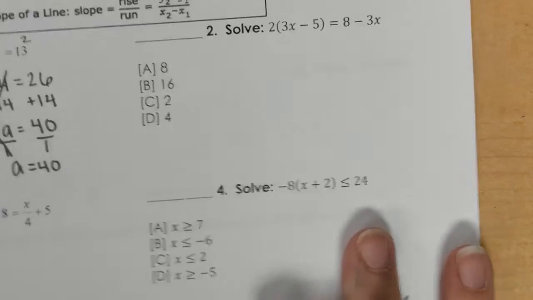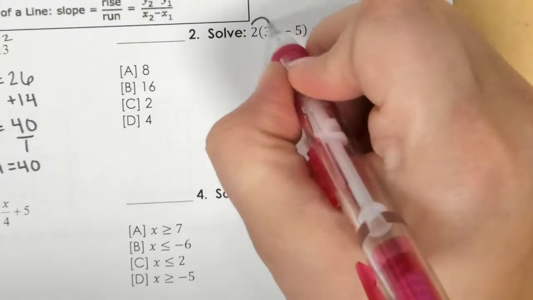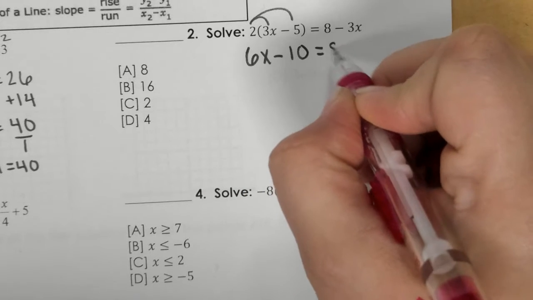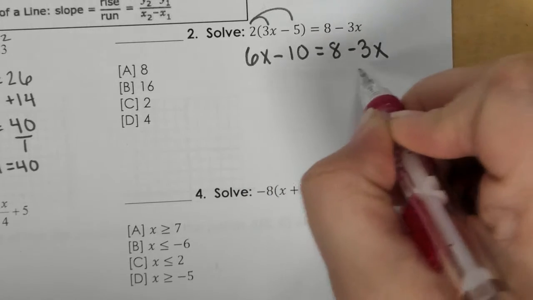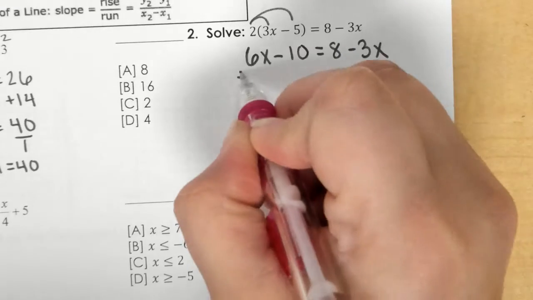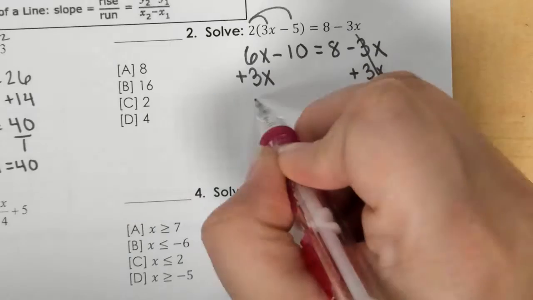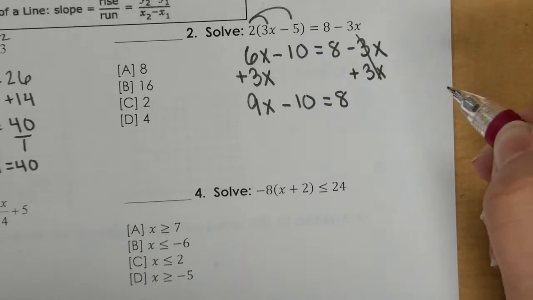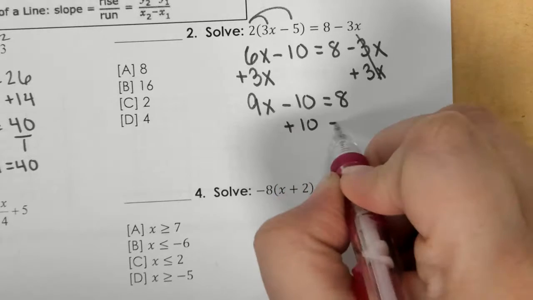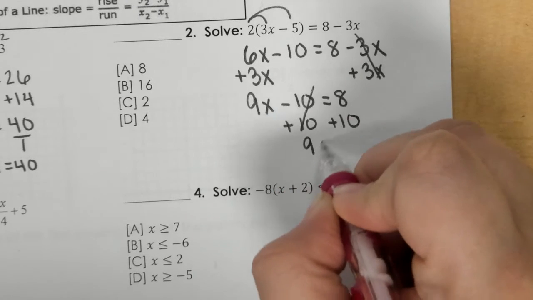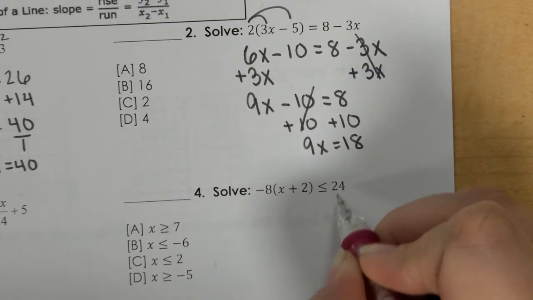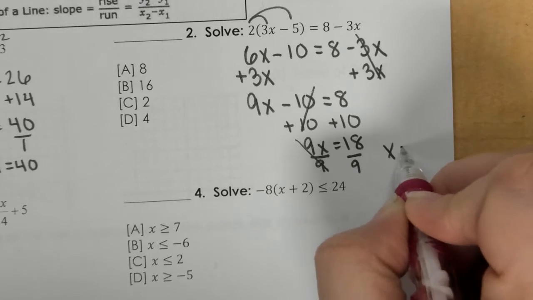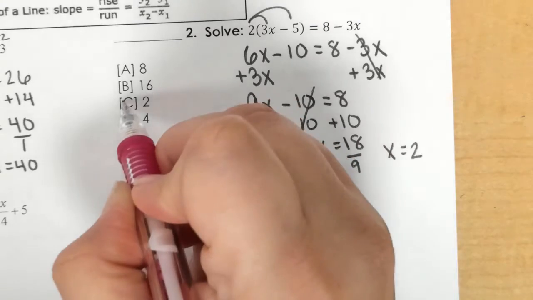In number 2, we distribute. So we have 6x minus 10 equals 8 minus 3x. We add 3x to both sides, and we get 9x minus 10 equals 8. Then we add 10 to both sides, and we get 9x equals 18. To get x by itself, we divide both sides by 9, and x equals 2. So this would be letter C.